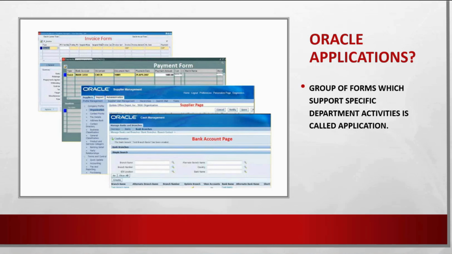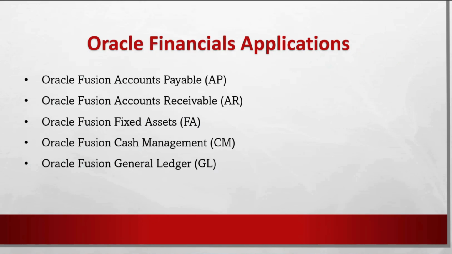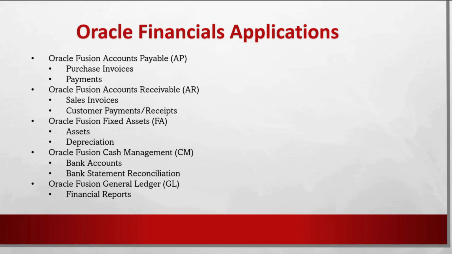And all these groups of applications, like Oracle Fusion Accounts Payable, Oracle Fusion Accounts Receivable, Oracle Fusion Fixed Assets, Oracle Fusion Cash Management, and Oracle Fusion General Ledger applications. Once you group all these, they are called a family. One family you can say is the finance family, right? So that is the way these applications work.